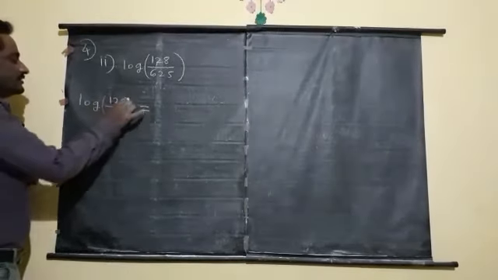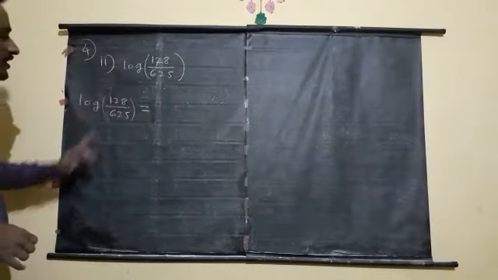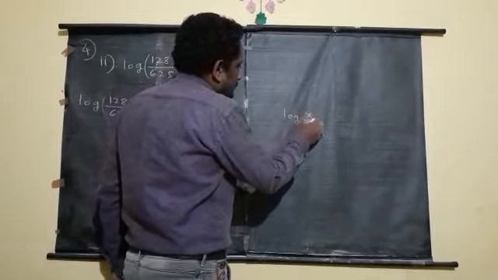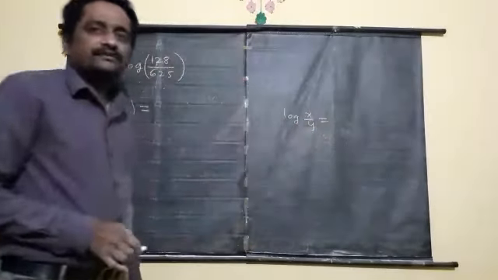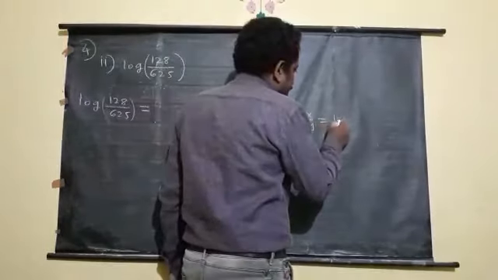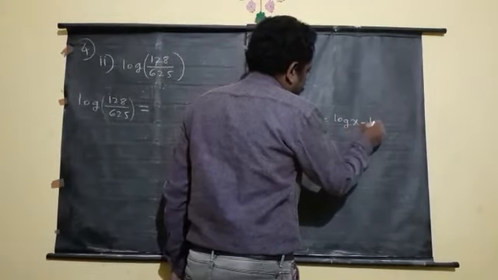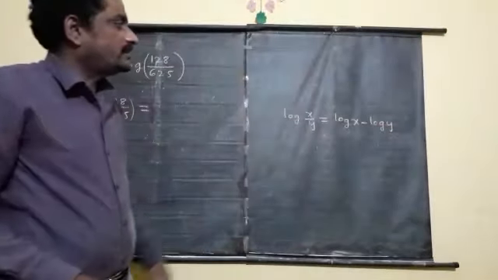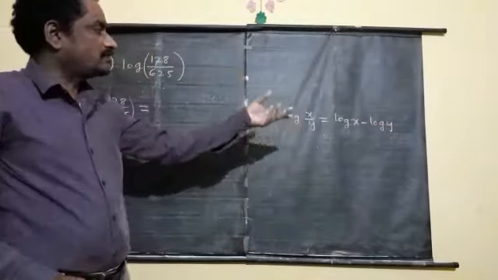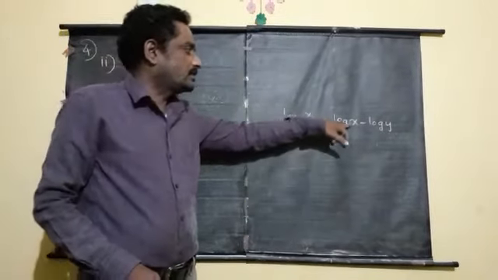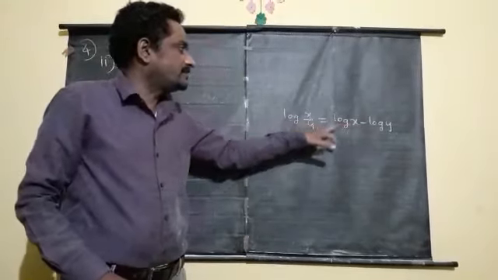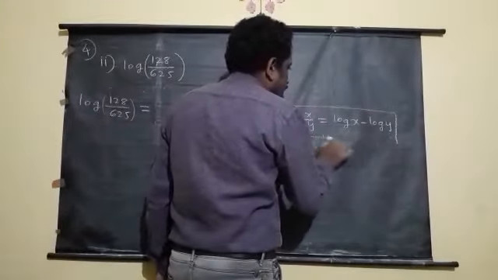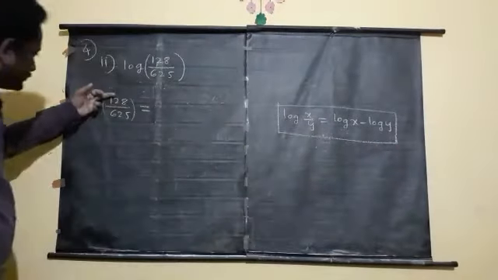Log 128 by 625 is equal to. See, the log x by y form is there. Log x by y is equal to log x minus log y. That formula is the reverse of log x minus log y equal to log x by y. Log x by y is equal to log x minus log y. X by y means here x minus y comes. So here the log x by y form is there.